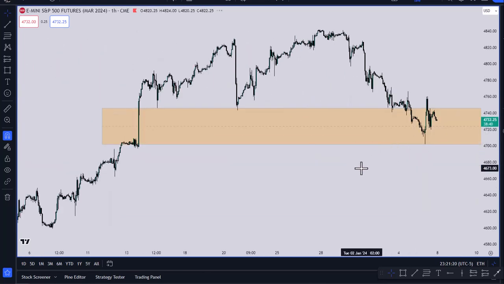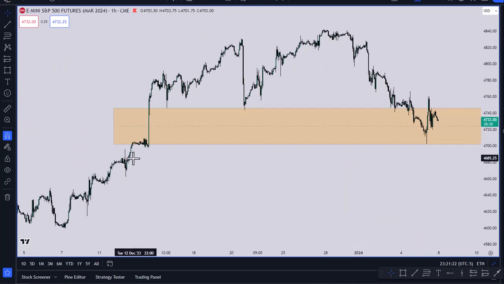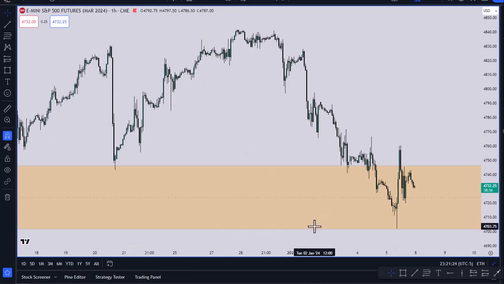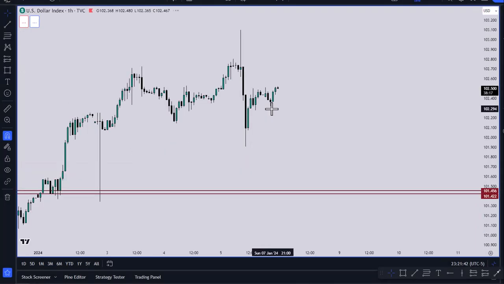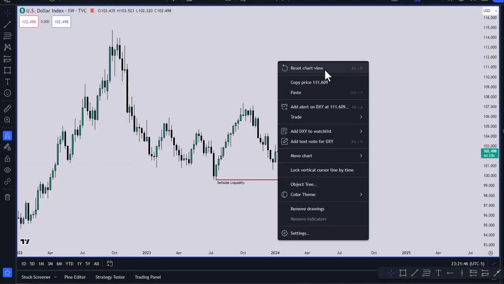1 hour. Yeah, 1 hour has a good amount of price action. So we actually did open Sunday 1800, so on this area. So we'll see what happens tomorrow. I do want to see the dollar index, what the dollar index is doing.